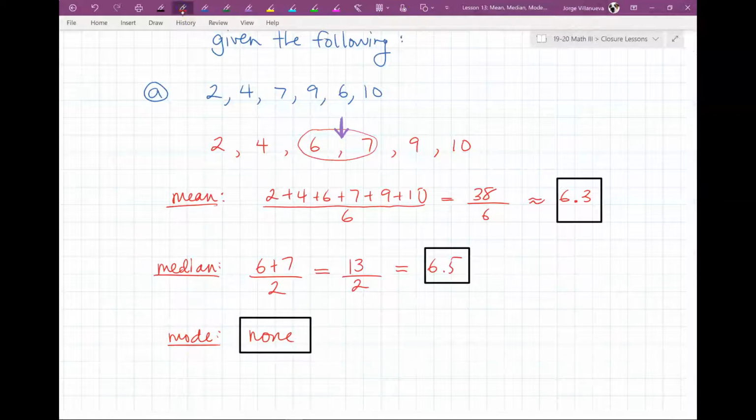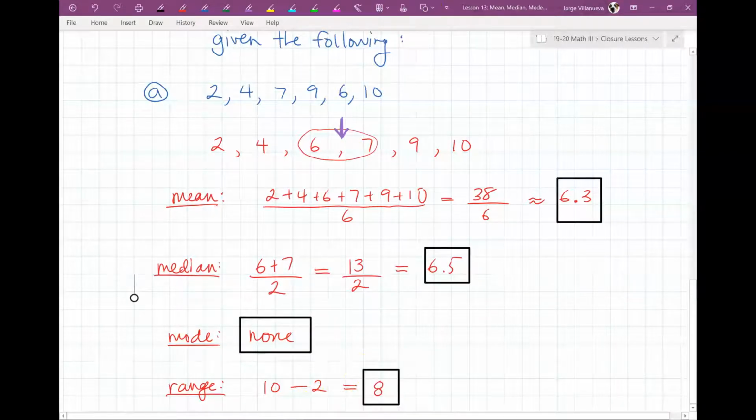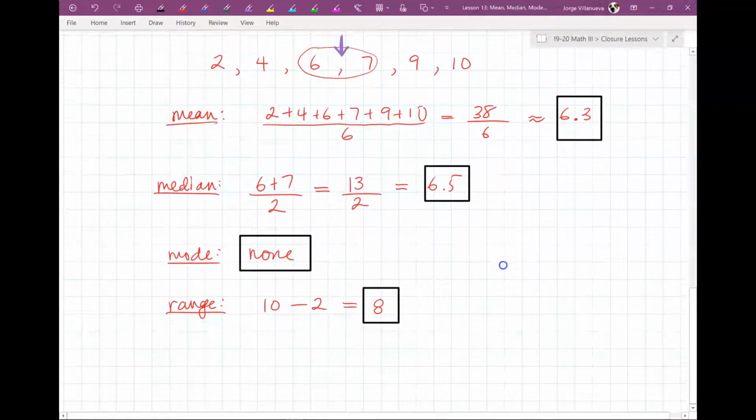And now let's just find the range. In order to find the range, we got to get the big number and subtract the small number. So that's 10 minus 2. That's equal to 8. So there's our range. Okay, so there's one example for mean, median, mode, and range. Let's do another example real quickly.